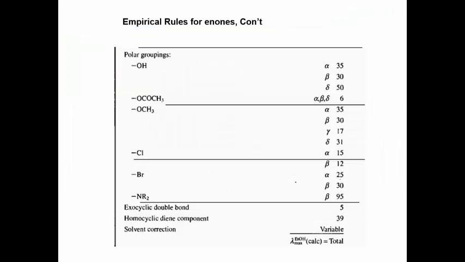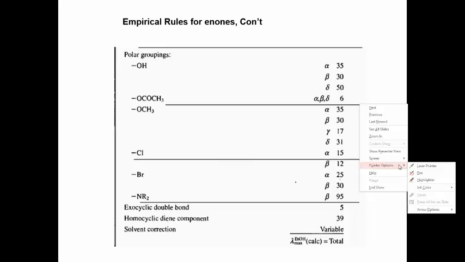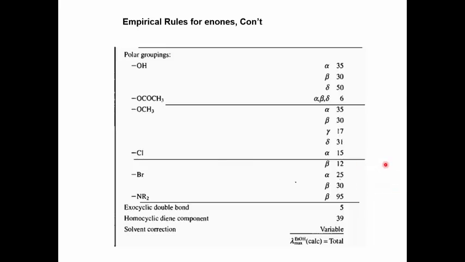Alright, we now go to the next slide, where we show a continuation of the empirical rules for enones. If we have polar groups, the increment that we add depends on the group and where it's located. A hydroxyl group, if it's at the alpha carbon, we add 35 units. If it's attached to the beta carbon, we add 30. If it's attached to the delta carbon, we add 50.